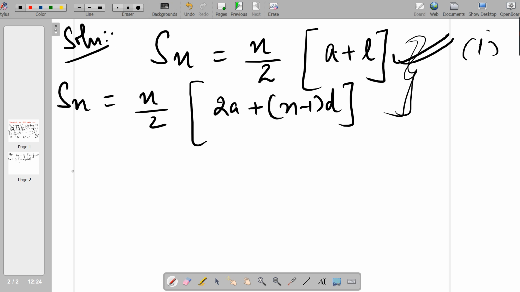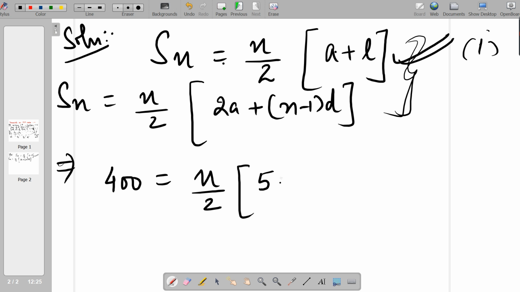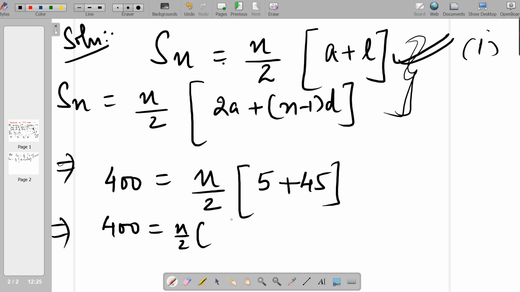So let's begin. In equation number 1, that is Sn equals n by 2 into (a plus l), we will substitute the values in this equation. So the sum of all the terms, that is Sn, is given as how much? 400. N we don't know, we'll keep it as n by 2 only. A is given as 5, and the last term is given as 45. So now when you compute it, you will get 400 equals n by 2 into (5 plus 45), which is 50.